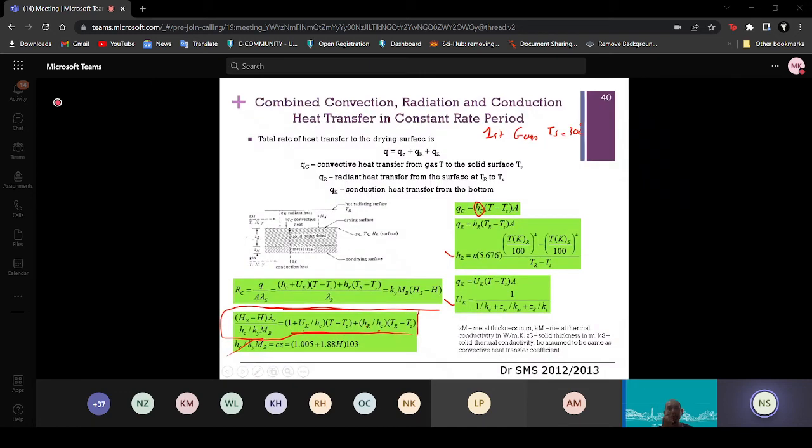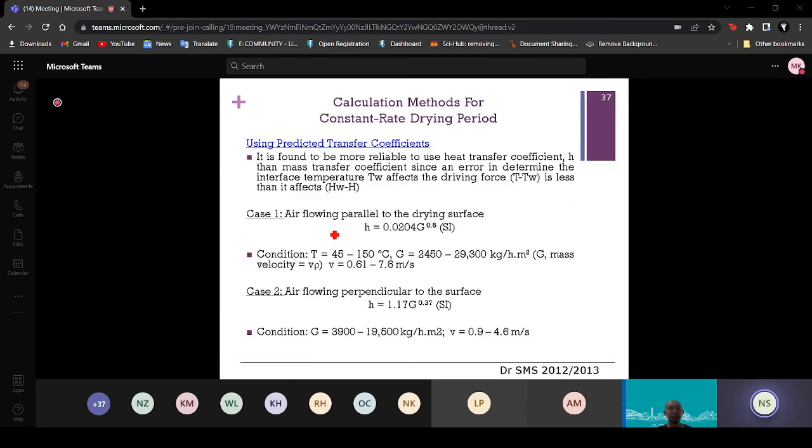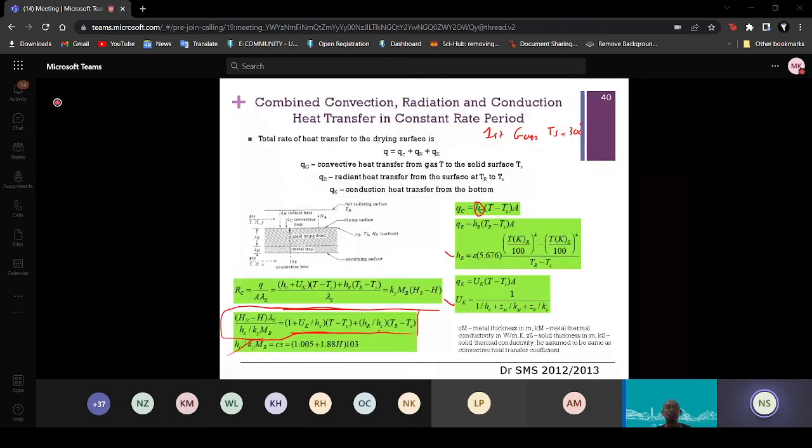Macam mana dapat HC? HC ni balik semula dekat ni lah. HC you boleh pakai this one. Dia dapat HC. Dia kena tahu G. Dia tahu G baru boleh pakai this. H mana satu. Okay. So untuk kat sini, you kena carilah what is the UK. Okay, UK 1 over HC, ZM, KM, ZS, KS. So kalau you tengok, untuk dapatkan HC, you tak perlukan TS punya value pun.